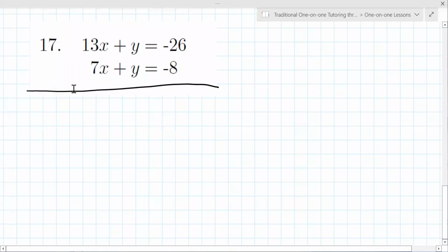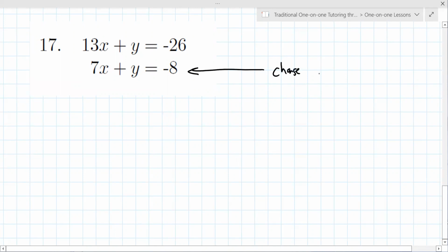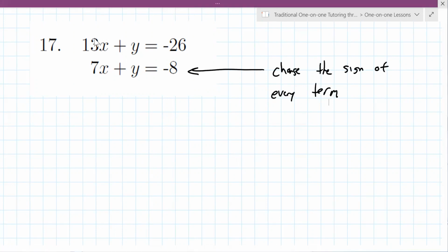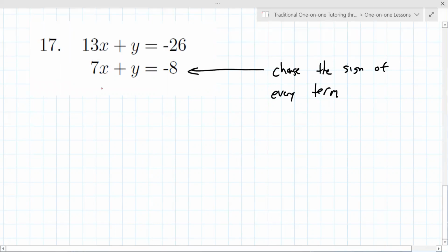Okay, now how to do that? The best way is to change the sign of every term. So here's what I mean by that. Is the 7x positive or negative out in front? I'm asking you, Sourish, is it positive or negative? Positive. It's positive. So now we're going to make it negative.